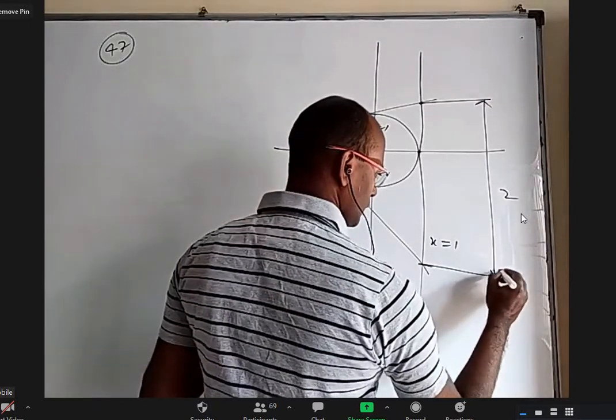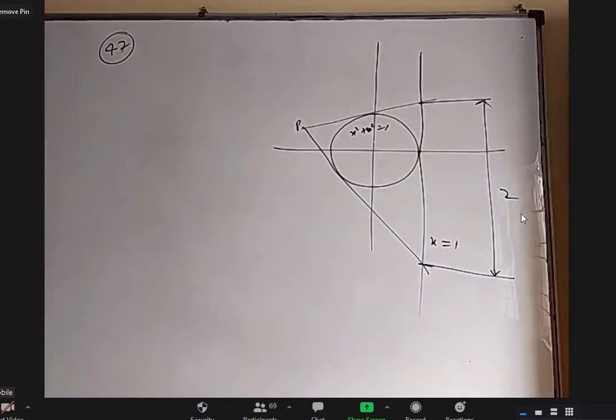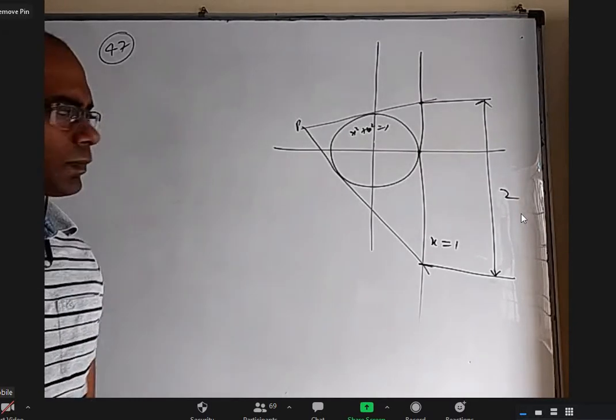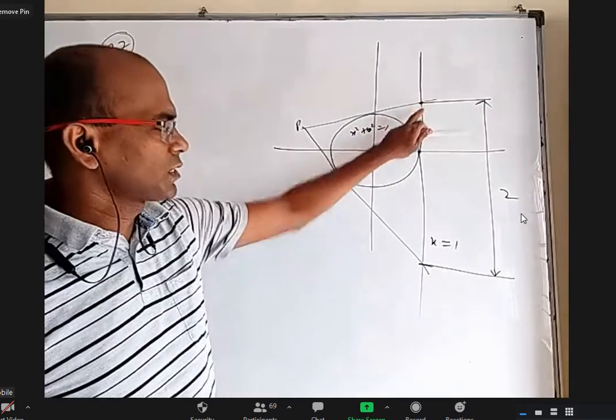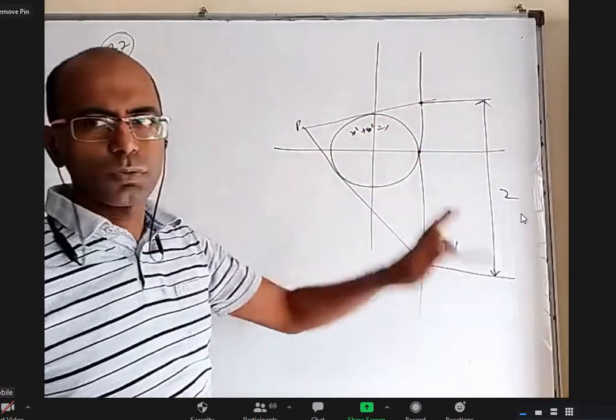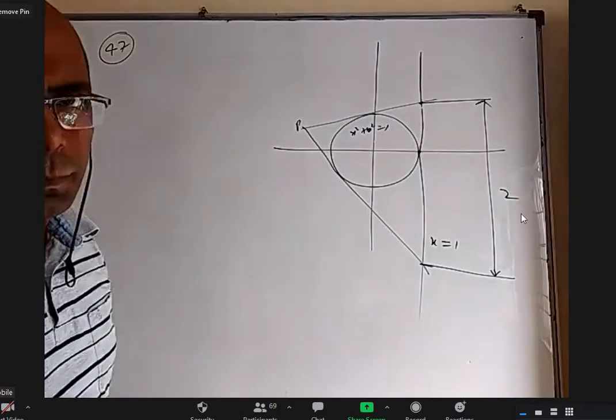Sir, yes, please. It is similar to the previous question, where P is the variable point and those two tangents intersect the line x equals 1. Are the points fixed? No, sir. No, they are not fixed points. If you change P, this point will change, this point will change. Only the distance between the two is fixed. Yes.